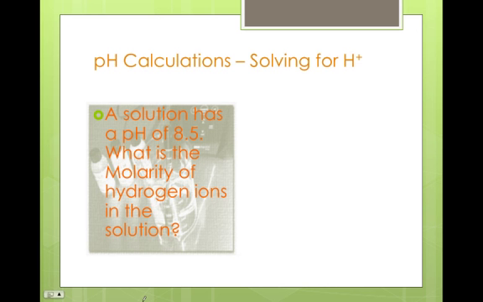All right, so if a solution has a pH of 8.5, what is the molarity of hydrogen ions in the solution? So if we said pH equals 8.5, well, we know that 10 to the negative pH equals the concentration of hydrogen ions. So 10 to the negative 8.5 is 3.16 times 10 to the negative 9.